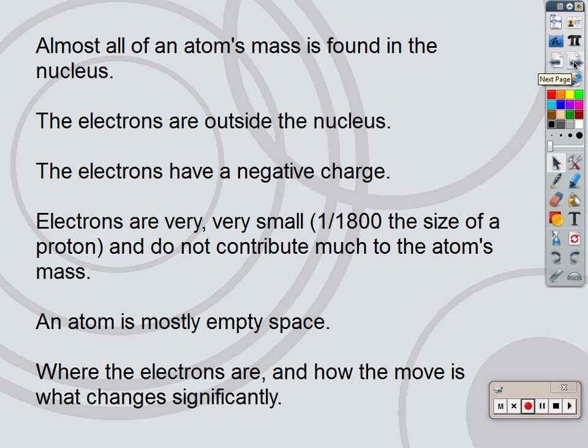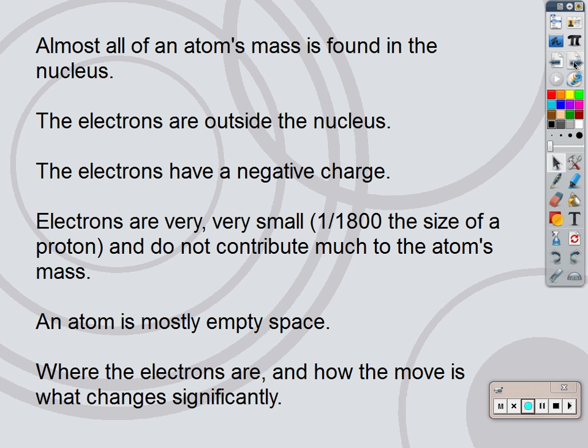Now, as far as the electron cloud is concerned, there's a lot that we can say that carries over. The mass of an atom is in the nucleus. The electron cloud is mostly empty space, but it is the largest part of the atom. The electrons are in the electron cloud. Electrons have a negative charge, so the electron cloud has a negative charge. The electrons are still very, very small, 1/1800th the size of a proton. They don't contribute to the mass.